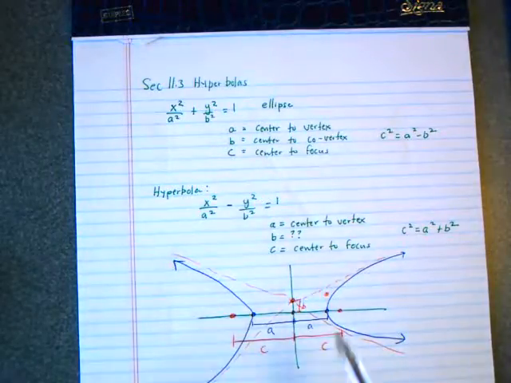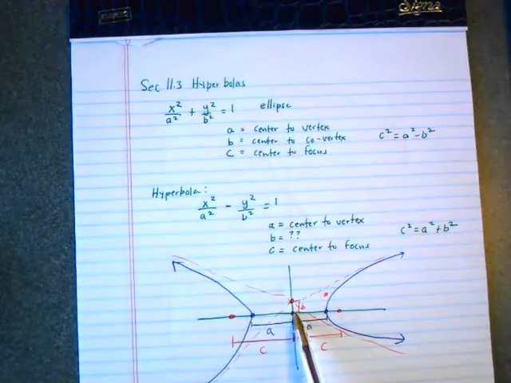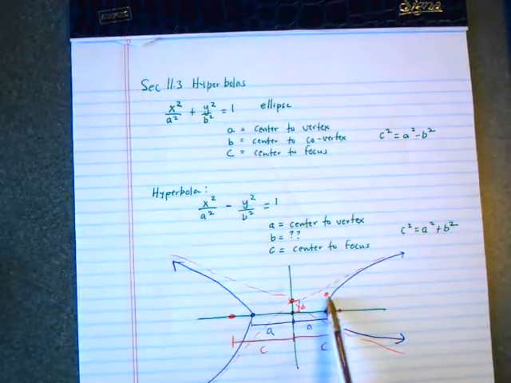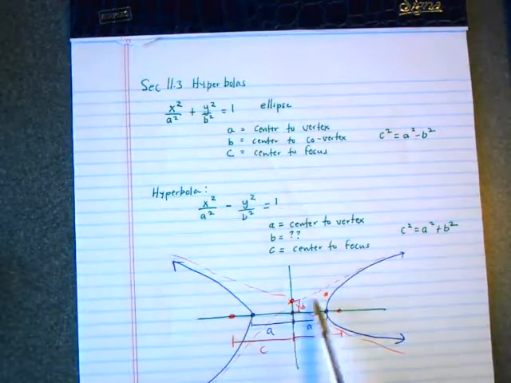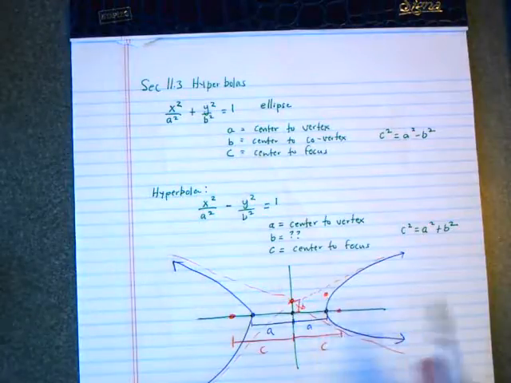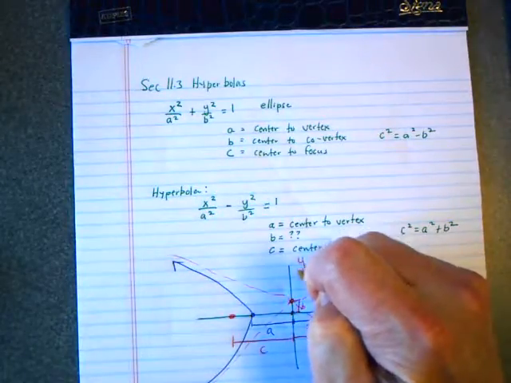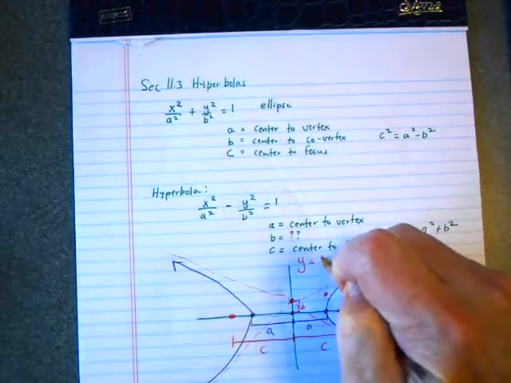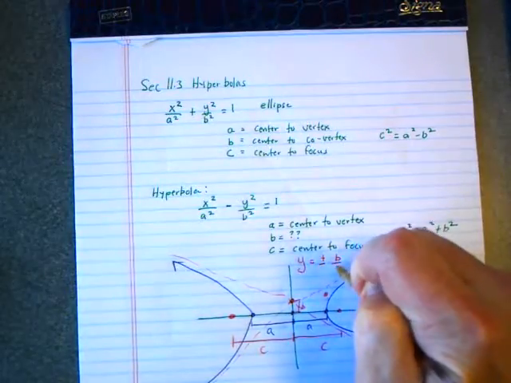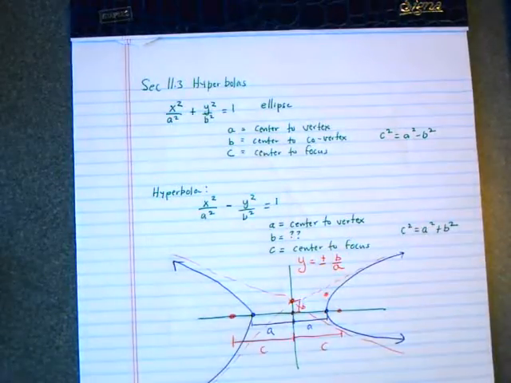The slope of this asymptote should be rise over run, so it should be B over A. So the asymptotes have equations y equals plus or minus B over A x. So that's where the B number comes in. The B number comes in determining the asymptotes on the graph.